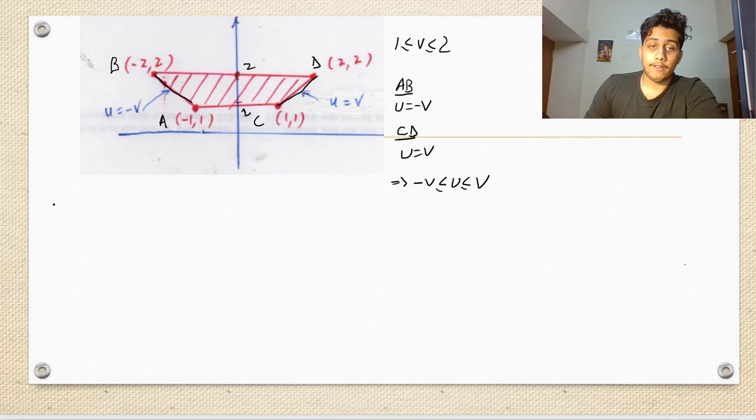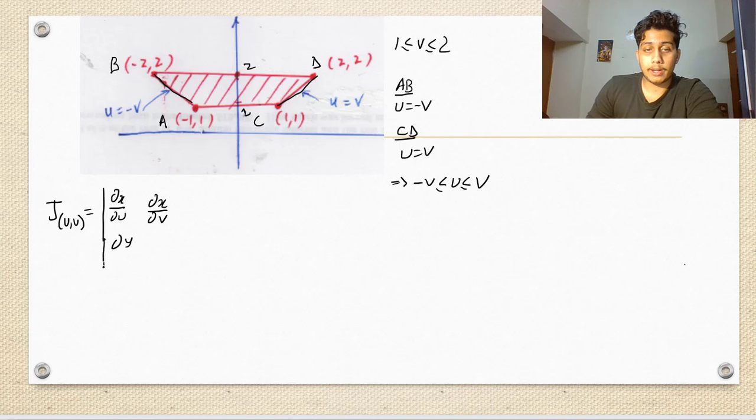Now, for finding the Jacobian for the new plane, the UV plane, the formula is the determinant of del x by del u, del x by del v, del y by del u, and sorry, del y by del v.